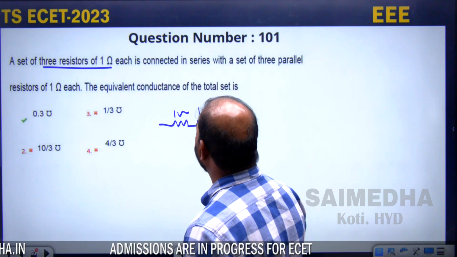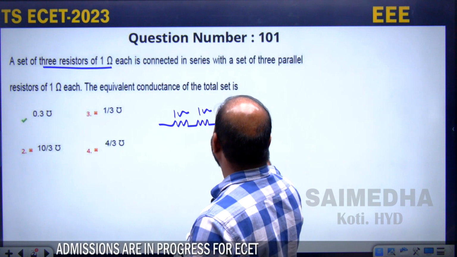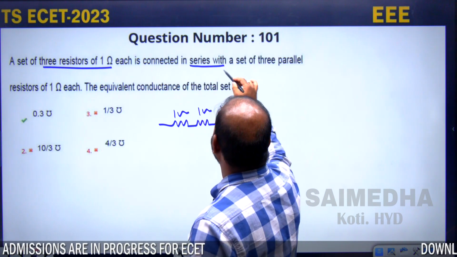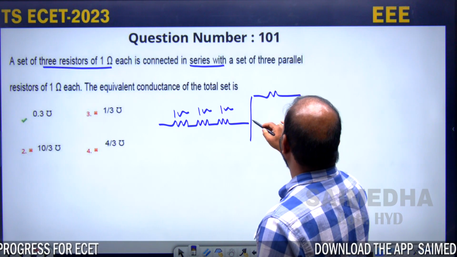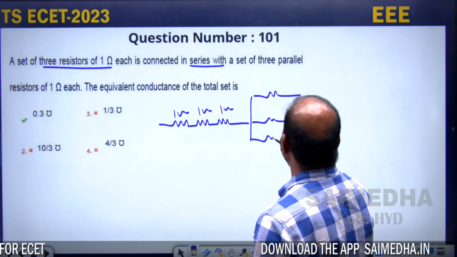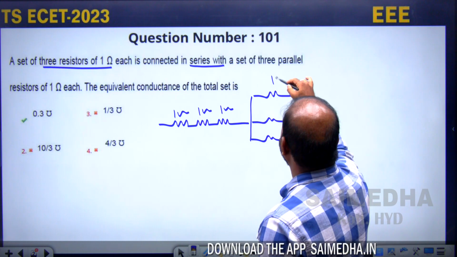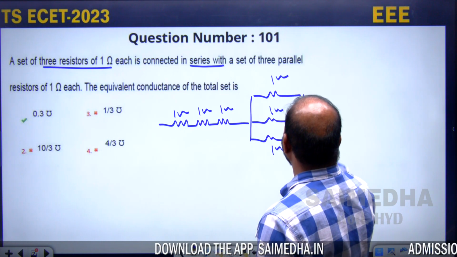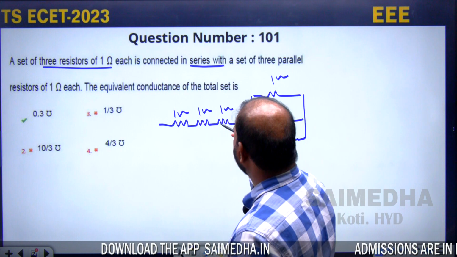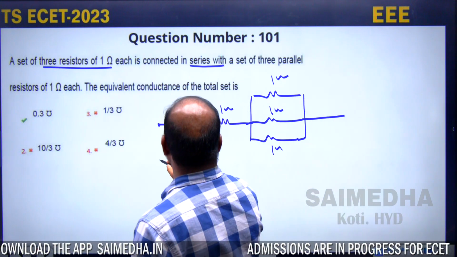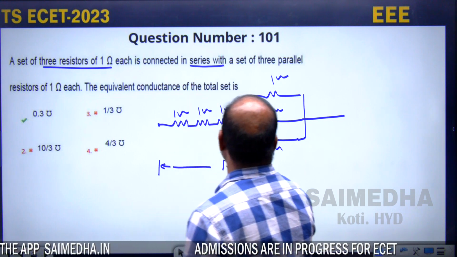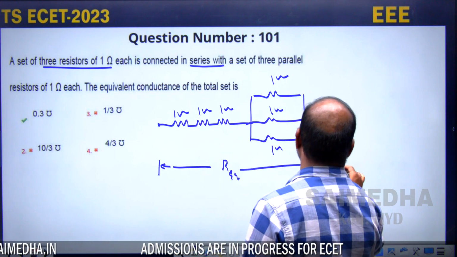They are connected in series, and this whole combination is again connected in series with a set of 3 parallel resistors. So, we have 3 parallel resistors, each resistor value is 1 ohm, and this whole combination is connected in series with this combination. Then what about the equivalent conductance? First of all, find the equivalent resistance of this combination.